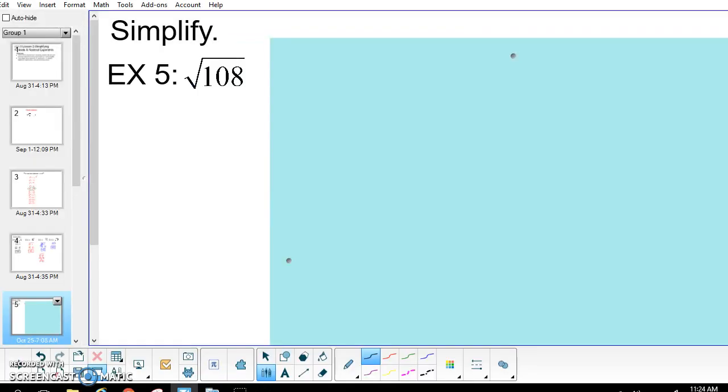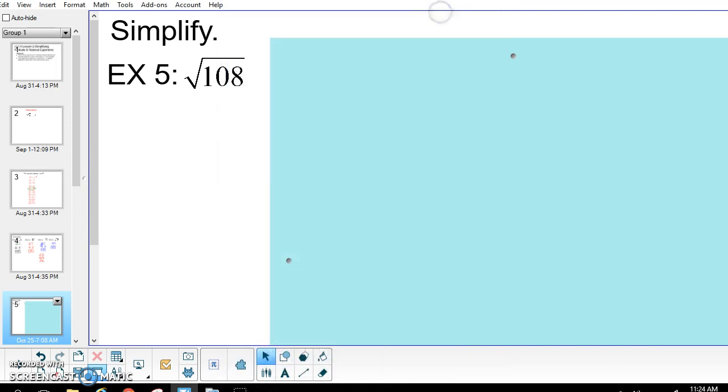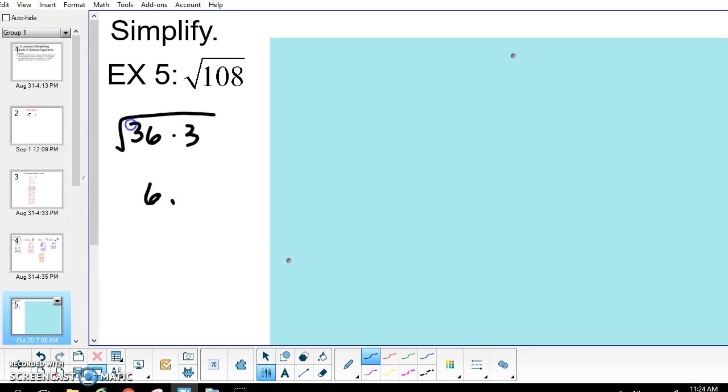All right. So I want to start with the biggest one, which I think we find is 36. Yep, 36 times 3. So that's 6 square root of 3.